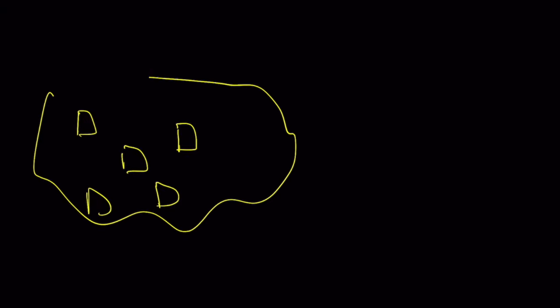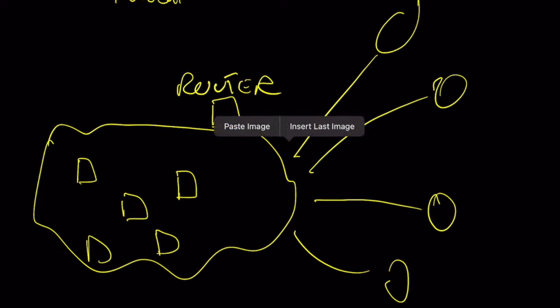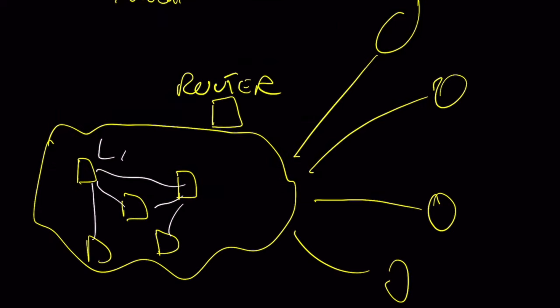So let's draw out a quick diagram. Let's say you have numerous hosts, PCs in your network. This is your own network. And over here you have your router, okay? And over here you have the internet, right? So other computers or anything else going on. So this is your internal LAN. So it's called a LAN, and let's say the outward side is called WAN, Wide Area Network and Local Area Network.